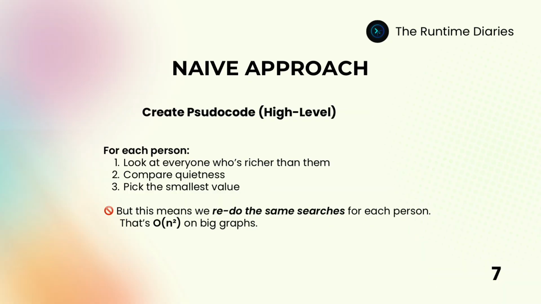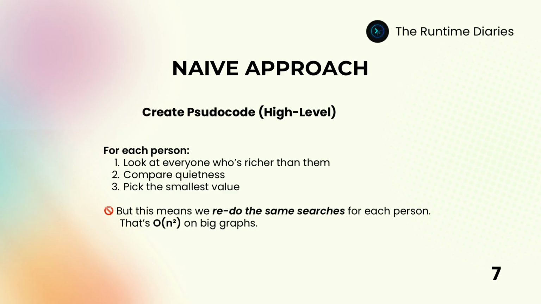Here's the simplest way to think about it. For each person: 1, look at everyone richer than them. 2, compare quietness. 3, pick the smallest quietness value. That's a fine start, but there's one big problem. We'll end up repeating the same searches over and over.